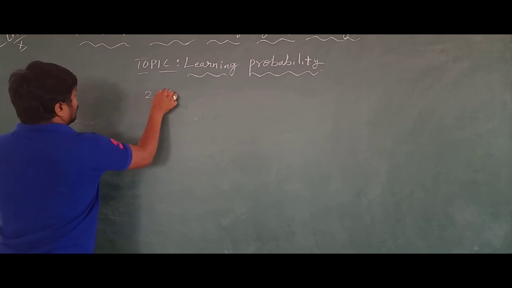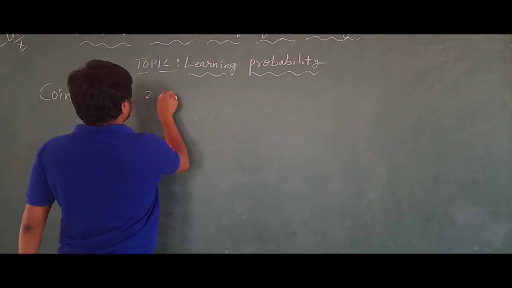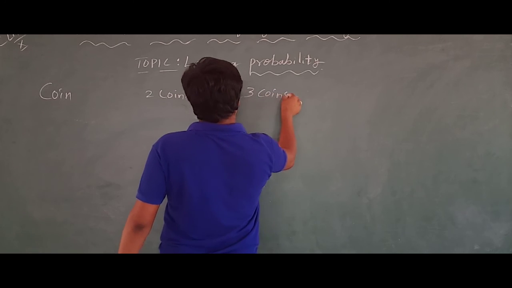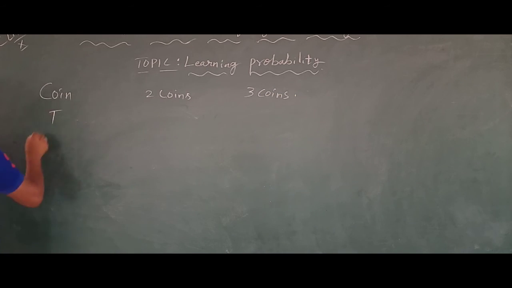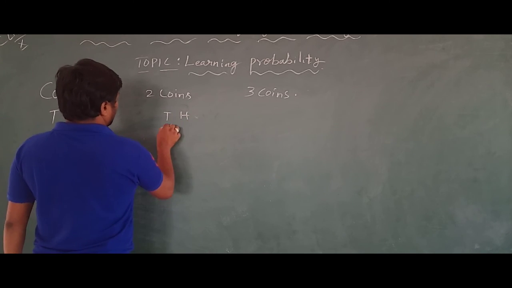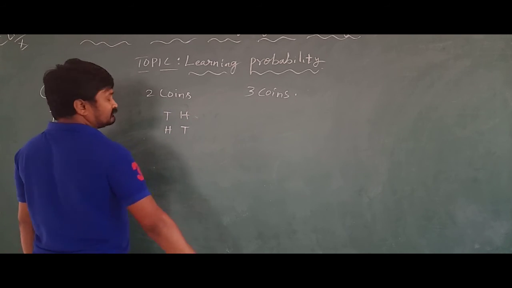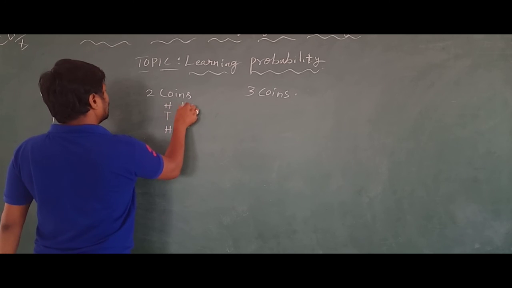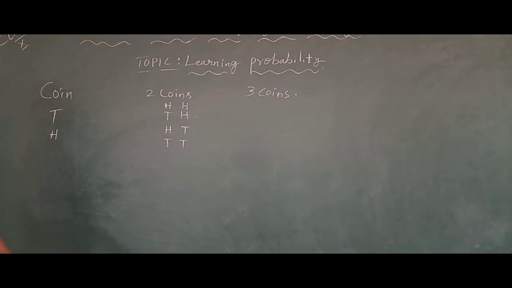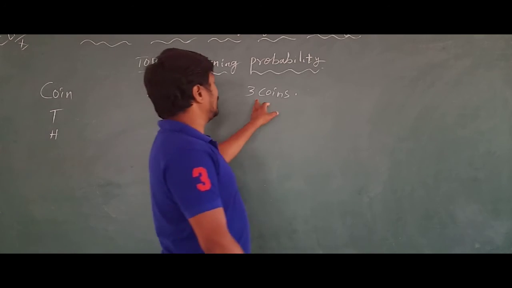A coin tossed one time, two coins tossed simultaneously, three coins tossed simultaneously. They may ask this in your examination. So first, two coins: what are the outcomes? Head and head, head and tail, tail and head, and tail and tail are possible.